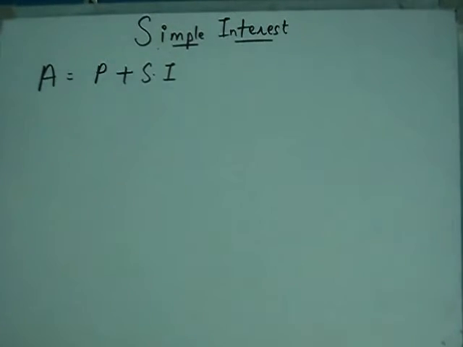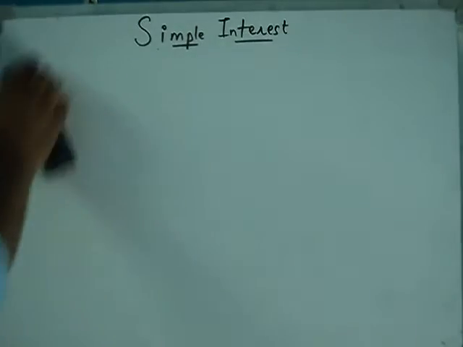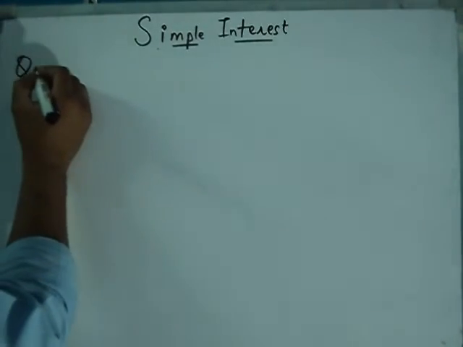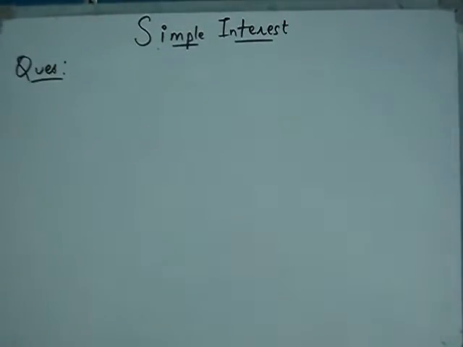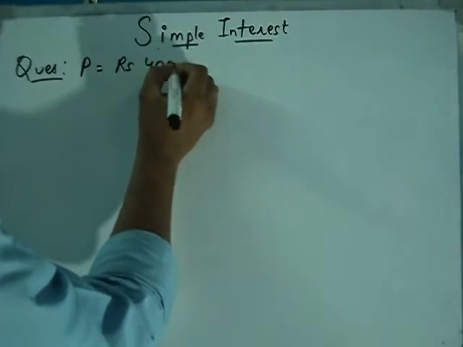Okay, let's discuss another numerical. Suppose we have principal is 4,000.